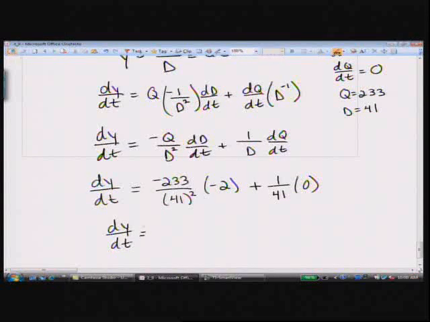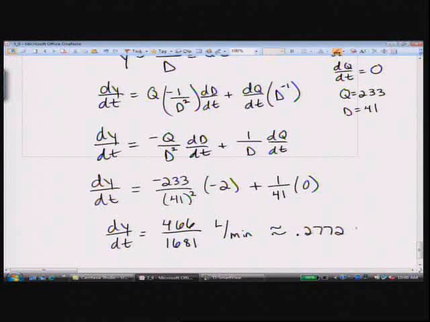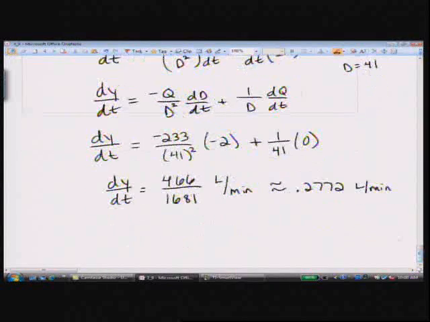So you get dy/dt is 466 over 41 squared, which is 1681, liters per minute, which is approximately 0.2772 liters per minute. And what that means is that your cardiac output is increasing at that rate. I don't know if that's good or bad, but it is doing it.